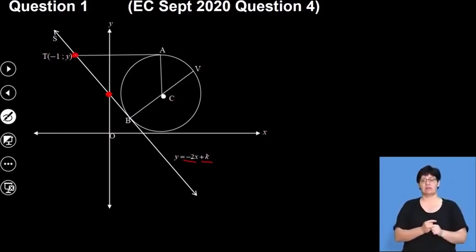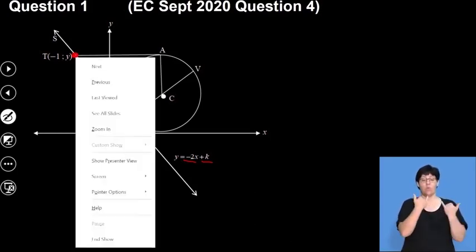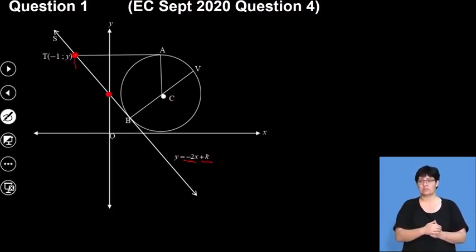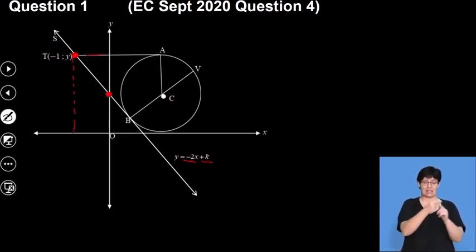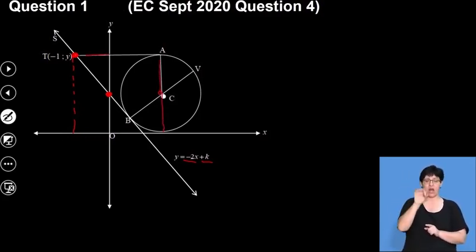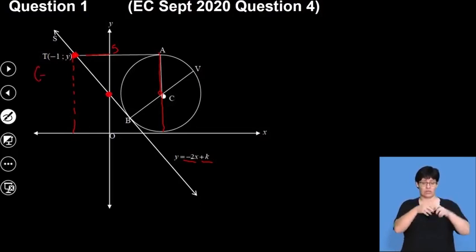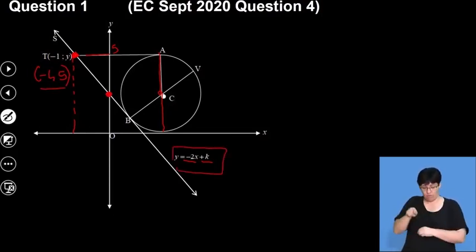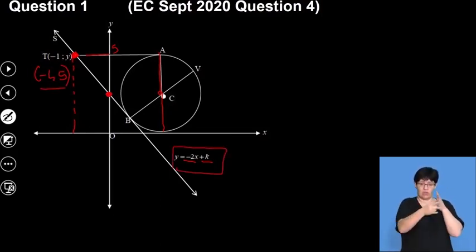It's this point T, and we now know that the x-coordinate is minus 1, and the y-coordinate, if you remember, this line is 3 plus 2, which is 5 units up. So therefore, this point has the coordinates (-1, 5). And I can substitute those two values into this equation to find the value of k.